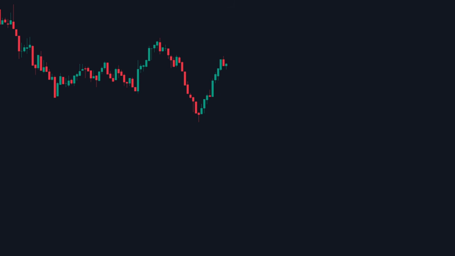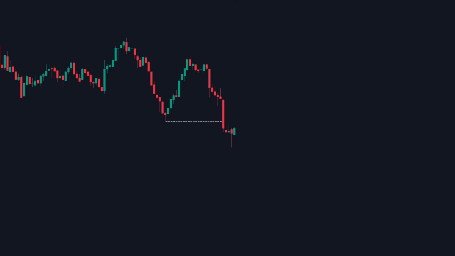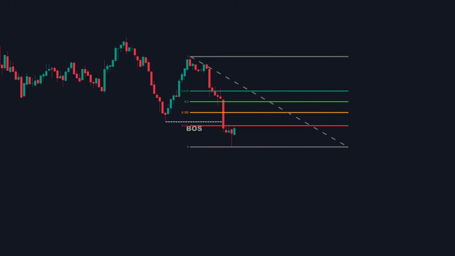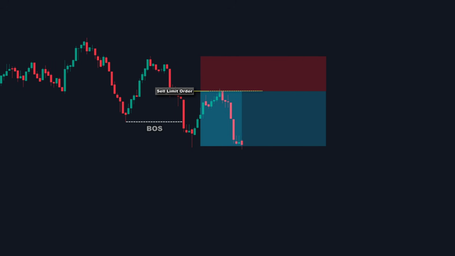You see price rejecting a level, you mark it. You see another rejection and a clean break of the trend line. That's your break of structure. You pull your fib from the top of the move to the bottom. You drop a limit order at the 0.618, stop at the 1.0. Take profit just above the previous low. Trade fills. 7 minutes later, you're done.